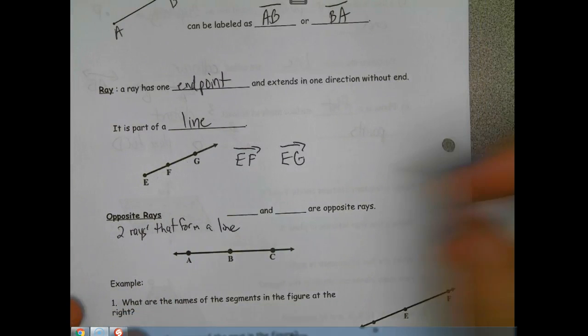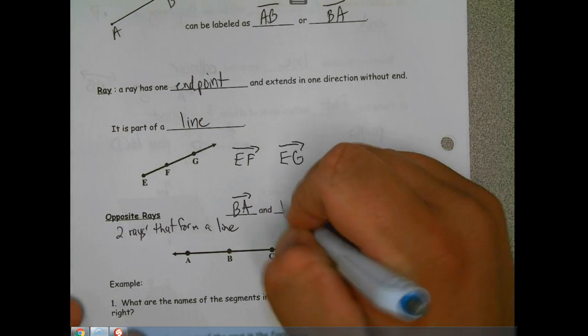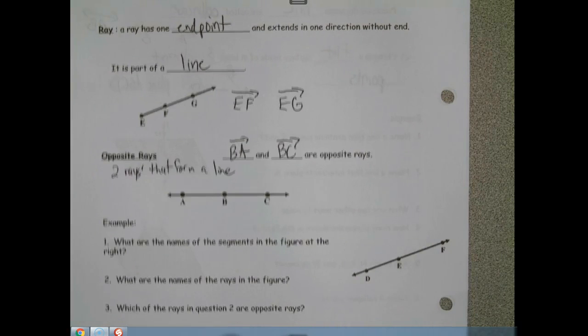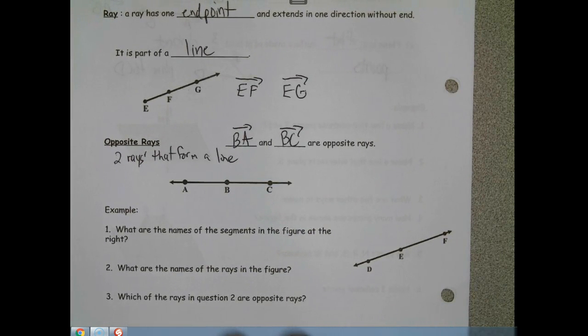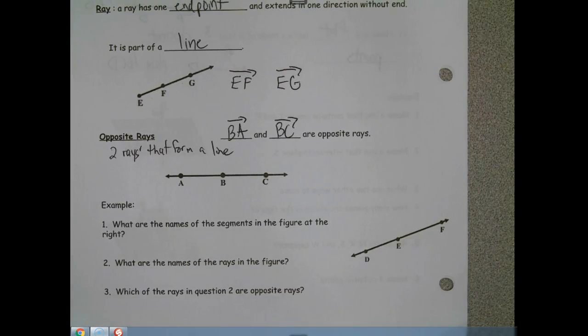And so in this case, BA and BC are opposite rays. So just like we talked about earlier, again, we're going to pause. Tomorrow, after we finish going over the first section, I'm going to quickly review the second section. We're going to talk about line segments, rays, and opposite rays, and then I'm going to expect you to be able to answer these three questions, both with your partners and with me and as a group. Okay?